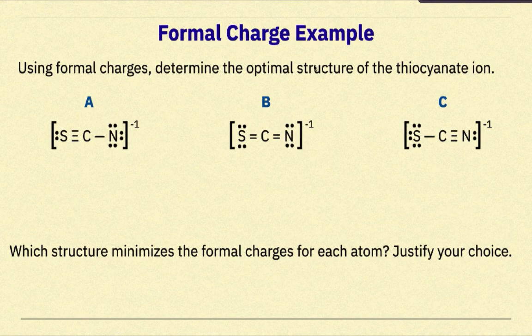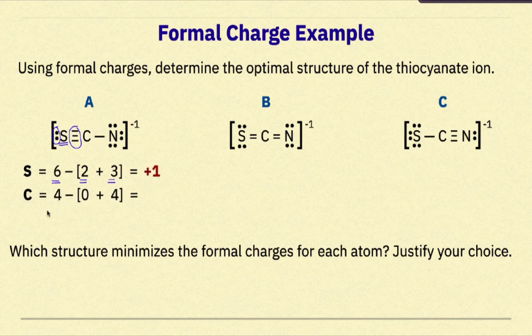So let's look at an example. Using formal charges, determine the optimal structure of the thiocyanate ion. We have A, B, and C to pick from. Let's look at structure A, starting with this sulfur. Sulfur has 6 valence electrons. There are 2 electrons involved in the non-bonding electron pairs, and there are 3 bonds, so that is going to equal 3. So the overall formal charge for sulfur in structure A is going to be +1.